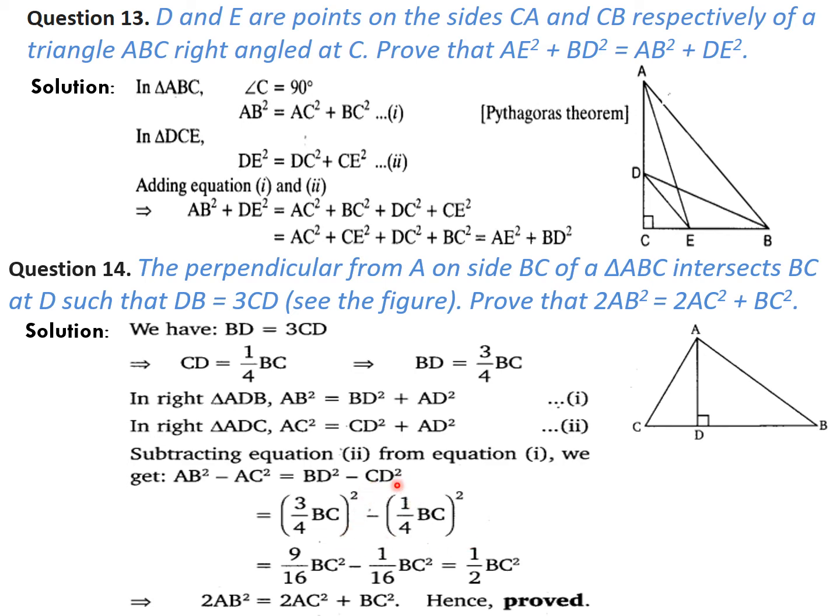So CD is equal to 1/4 of BC. We'll write it over here. BD is equal to 3/4 of BC. We'll also write it here. So we'll calculate the values and it is coming out to be 1 by 2 BC square.